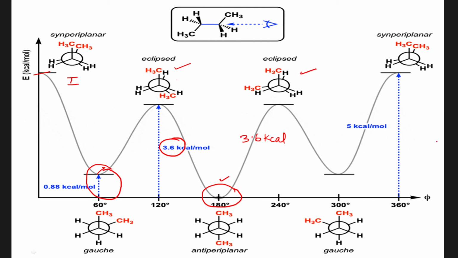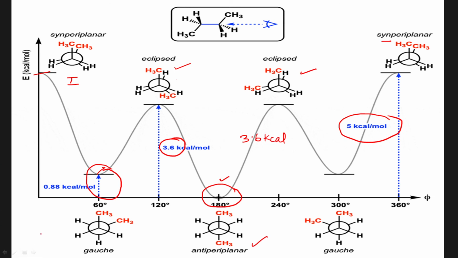But the maximum energy difference is between the anti periplanar structure and the syn periplanar structure. Syn means on the same side, anti means on the opposite side. So over here, the fully eclipsed and the anti are going to have an energy difference of 5 kilocalories per mole.